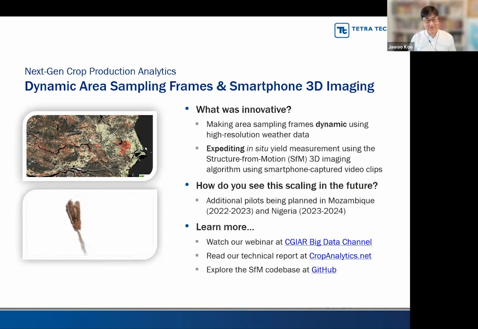In the second animation on the left, you see the 3D model of, in this case, a sorghum panicle, constructed from data captured by the smartphone camera, which can be rapidly converted into a yield estimation. This process is a lot faster, as you can imagine, than a crop cut experiment. So by combining those two work streams, we developed really good, innovative processes and workflows to expedite the crop analytics process.